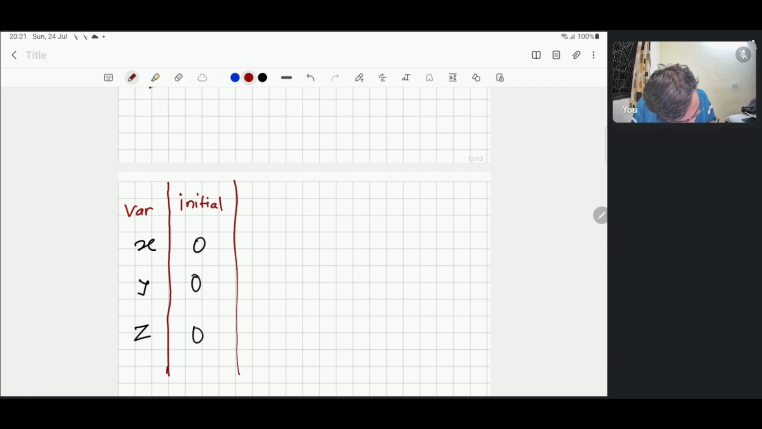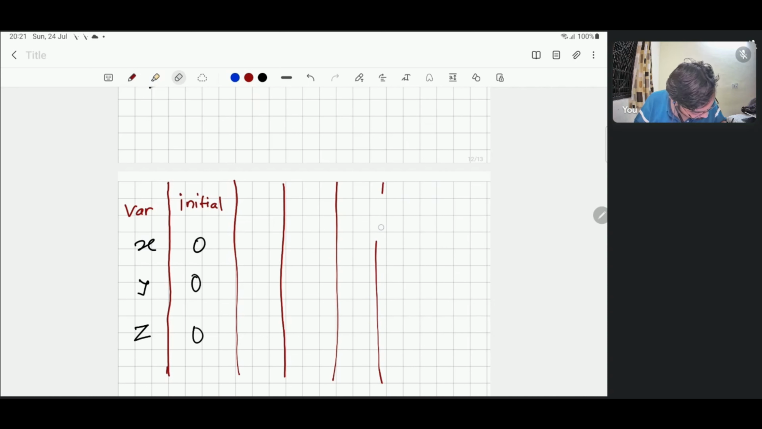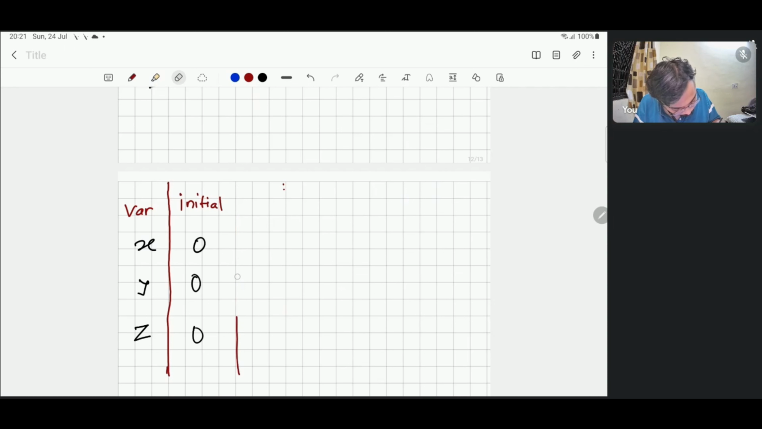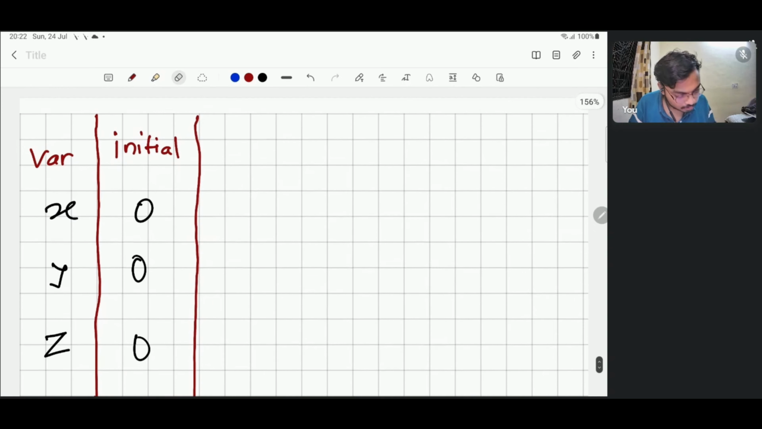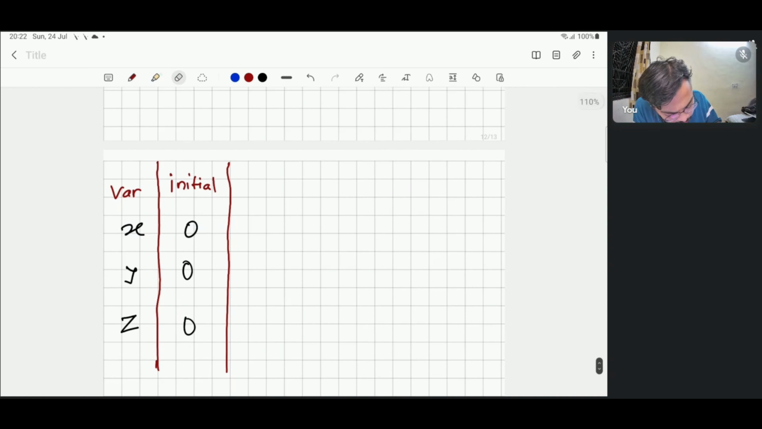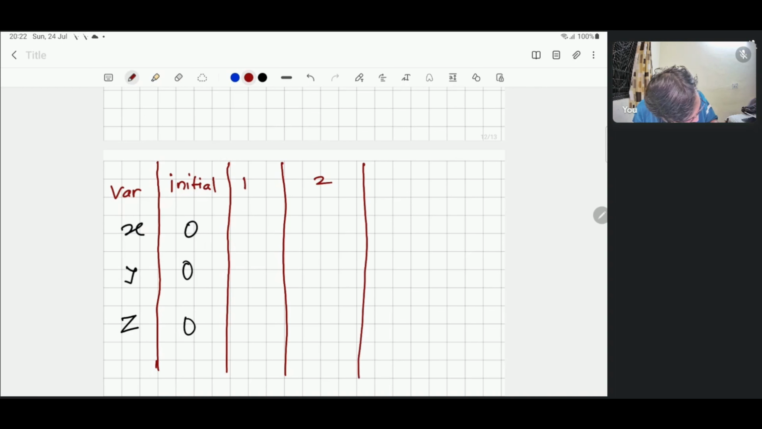For the first iteration, for the second iteration, for the third iteration. Just give me time. Okay. Now we will find out values for the first, second, different iterations till we get the stabilized value. So this is the first iteration value, then we will find the second iteration value, third iteration value.